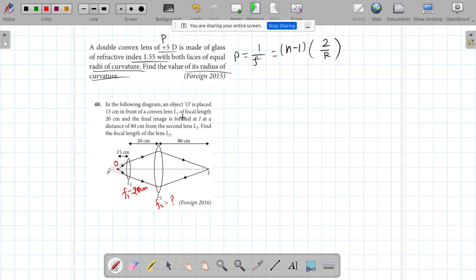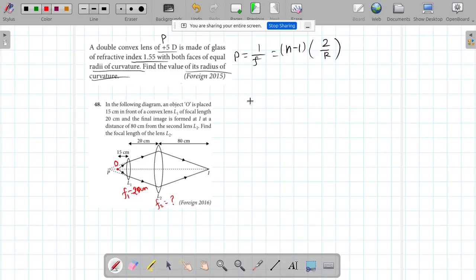The focal length is 20 centimeter, and the final image is formed at I at a distance of 80 centimeter from the second lens. Then we need to find the virtual object. One more thing: in the diagram they have mentioned 20 centimeter between the two lenses. That is not actually given in the actual diagram; they might have written it after solving this answer. Okay, now we'll come to the point.